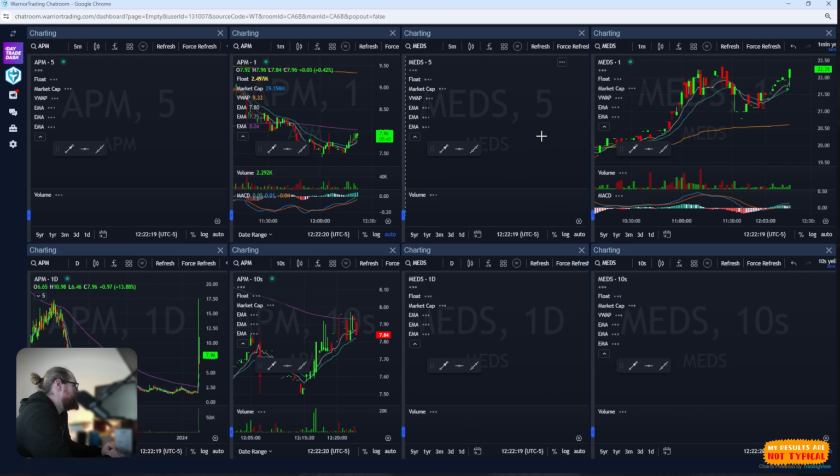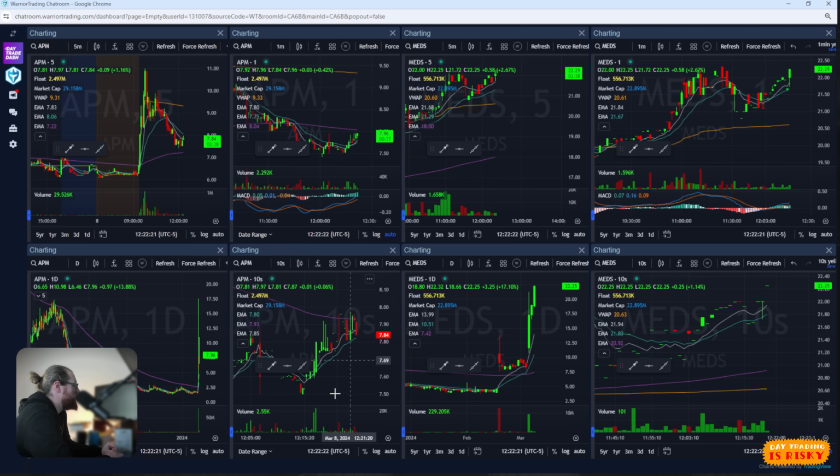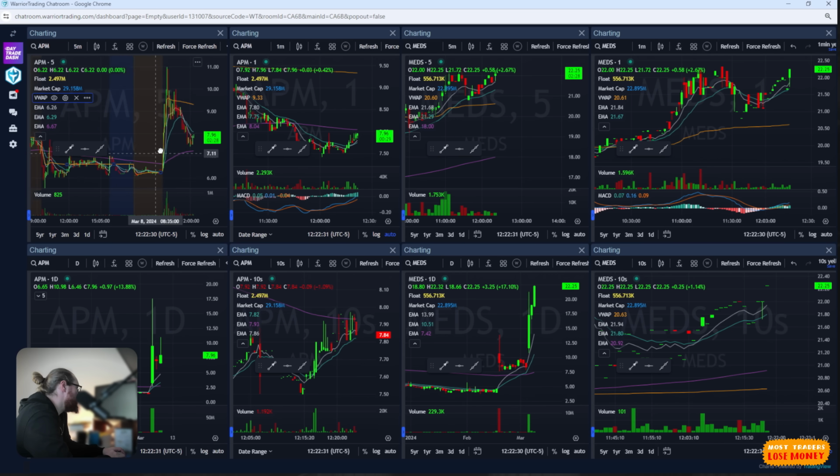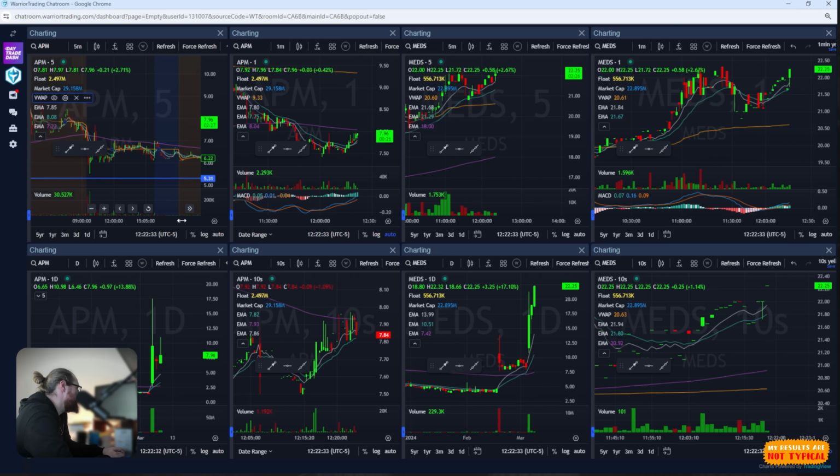And both of them ended up having a pretty nice move. The reason I was watching them was for daily continuation, a bounce on APM, the sell-off first daily candle to make a new high. And so I was watching it, had it up pre-market, but there was no indication to buy. It was just going sideways.